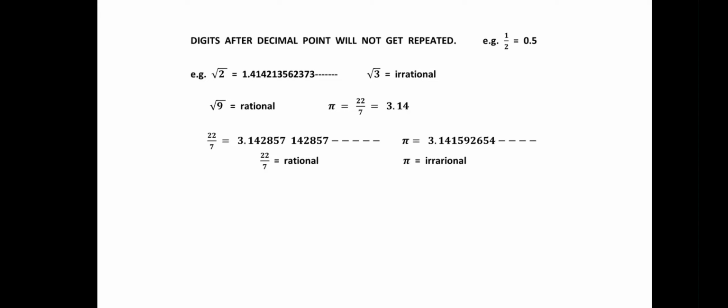It is a very famous question. So 22 by 7 is a rational number. Why? Because when we convert it into decimal, it is 3.142857142857. That means the set is getting repeated. However, when we take the decimal form of pi, it is 3.1415926654. It is not getting repeated. That's why it is an irrational number.